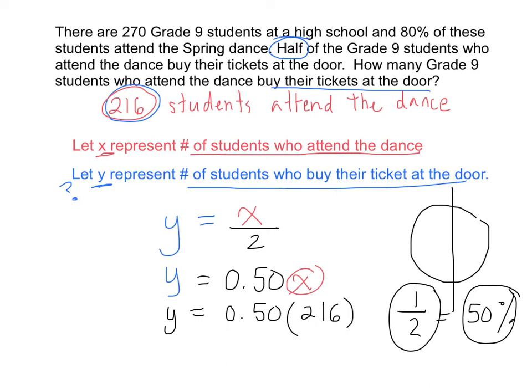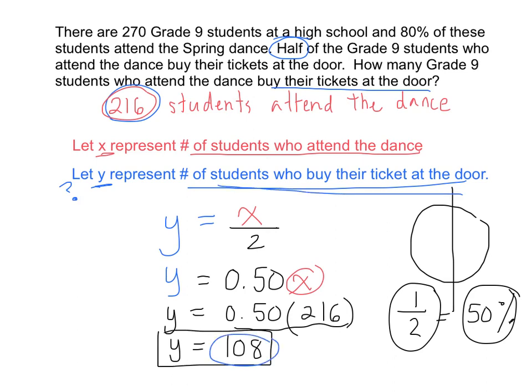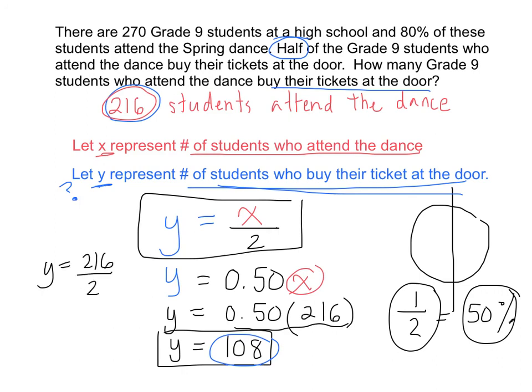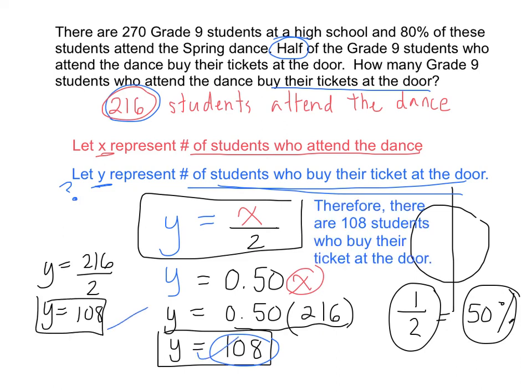Can we calculate this now? Let's simplify the right side of this equation. Y is equal to 108. We've just found that there are 108 students who buy their ticket at the door. Let's check our answer using this equation. Y is equal to 216 divided by 2. That will tell us what half of 216 is. 216 divided by 2 gives us 108. We got the same answer. Therefore, we can conclude that there are 108 students who buy their ticket at the door.